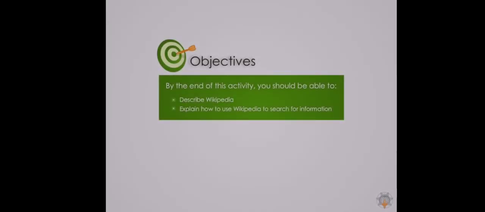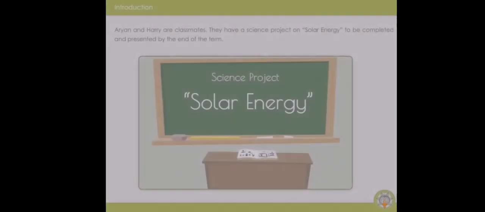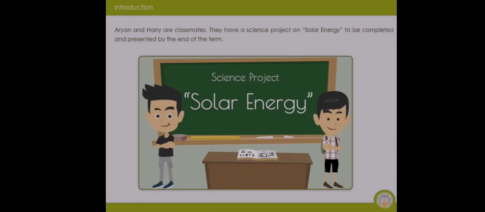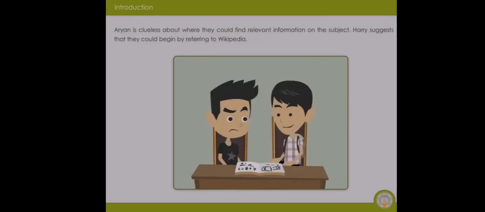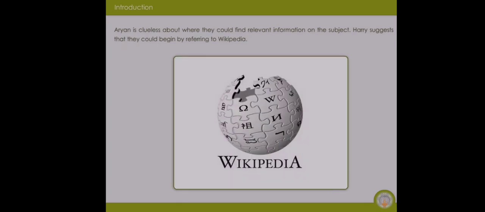By the end of this activity, you should be able to describe Wikipedia and explain how to use Wikipedia to search for information. Aryan and Harry are classmates. They have a science project on solar energy to be completed and presented by the end of the term. Aryan is clueless about where they could find relevant information on the subject. Harry suggests that they could begin by referring to Wikipedia.